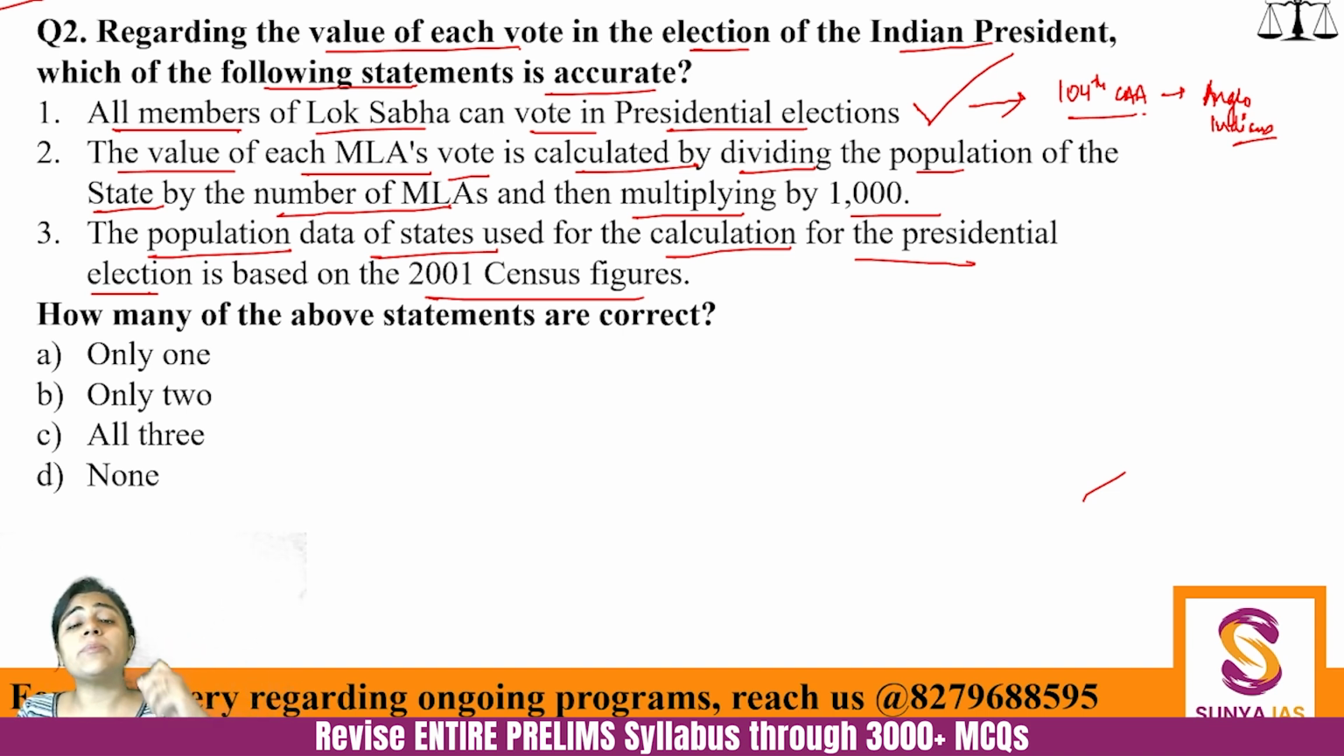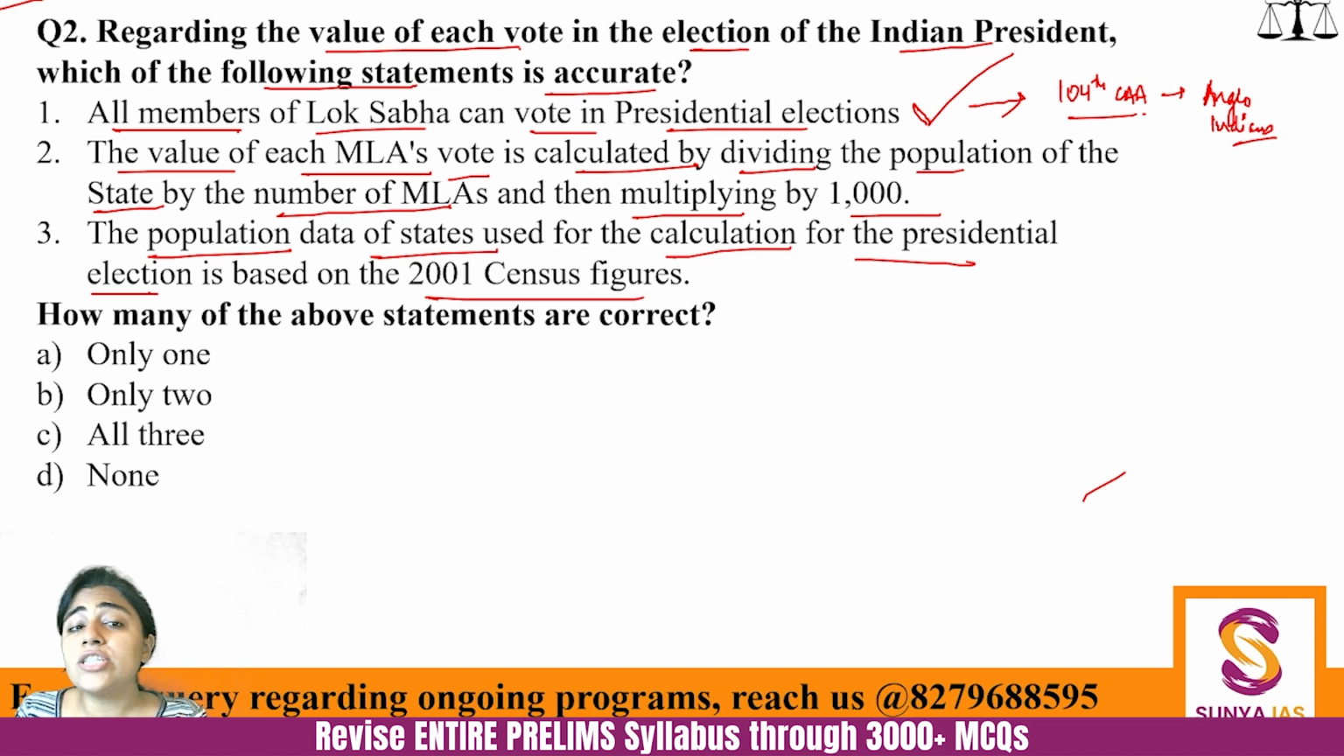Okay, so the first statement is correct, and please remember you have to make this correction in M. Laxmikant or whichever book you are following or whichever notes you are following, because if they are not updated, then they will write this as a wrong statement. But now this statement is not wrong anymore. Okay, because there are no nominated members.